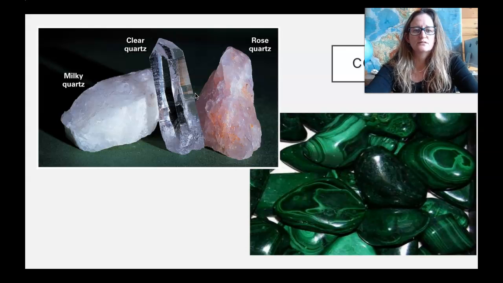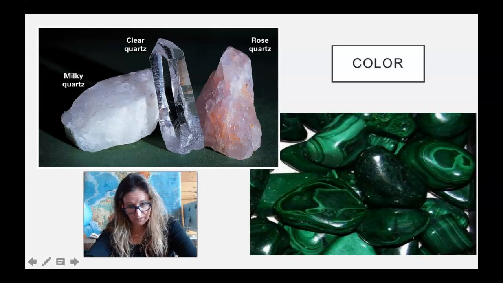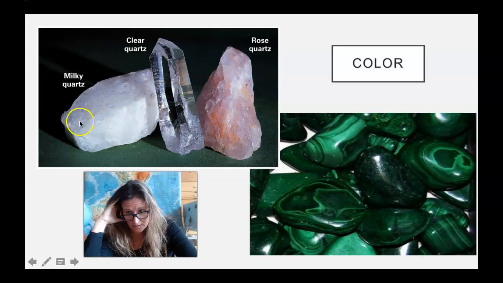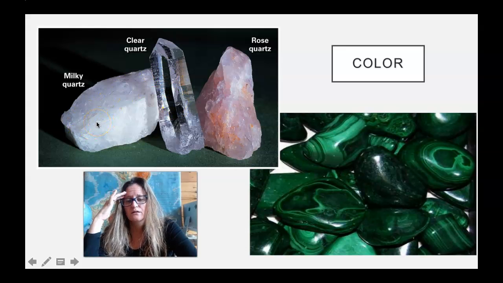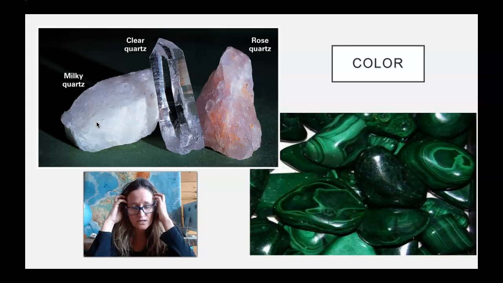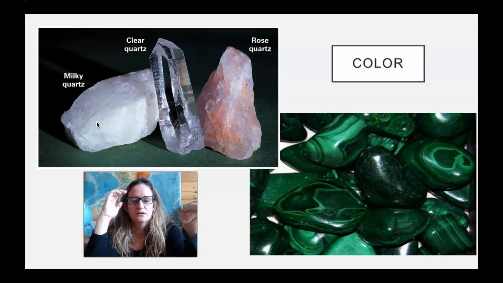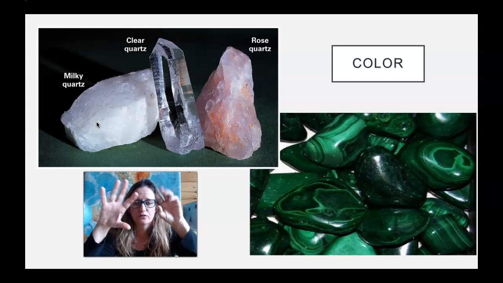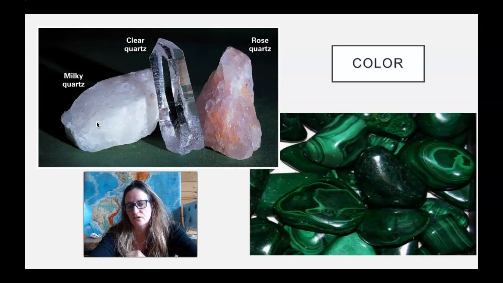So here is color, and there's the different quartz. Here are different examples of quartz: a rose quartz, a clear quartz, and a milky quartz. Trace elements, trace minerals, can change that color. On the right, the green one is malachite. Malachite is a copper oxide, and it's always green. It can be found with the blue mineral sodalite, and you'll see blue and green splotches, but the malachite is always green.